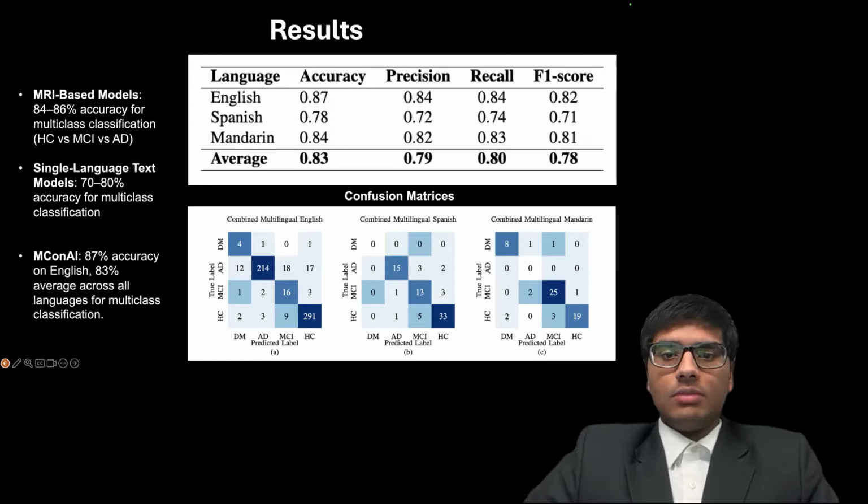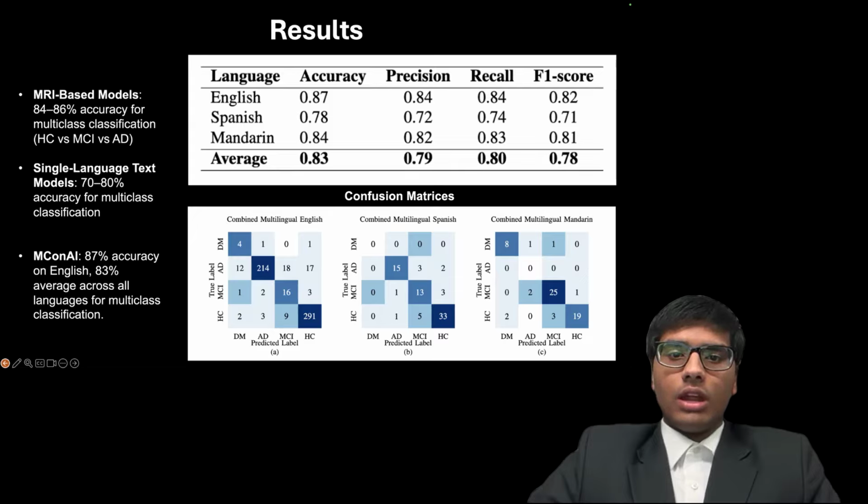A confusion matrix is a table used to measure how well an AI model is performing. It compares the predictions made by the model with the actual results and shows where the model was right or wrong. For example, in combined multilingual English Alzheimer's disease, the model correctly predicted 214 as Alzheimer's and misclassified 1 as dementia, 2 as mild cognitive impairment, and 3 as healthy control. We could see the confusion matrices for the other languages predicted by MCon AI.